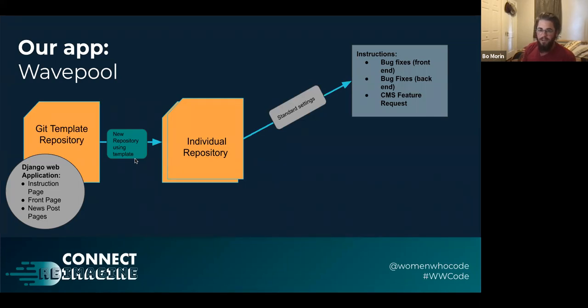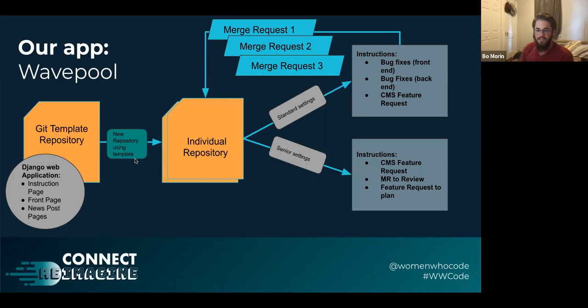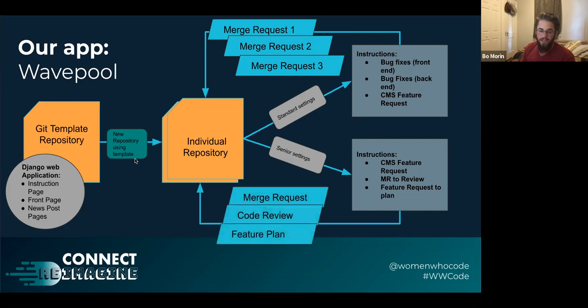For regular interviews, they'll get some front end and some back end bugs to fix and a CMS feature request. So they simply do their code changes and make a merge request right back into their own repository, and then have a conversation with our hiring engineer about it. And then for senior engineer, same thing. It's just a different set of prompts. They get a feature request, they get a merge request to review themselves, and a feature request to design a plan for. And then same thing, it all goes back into their own repository, and then they talk to a hiring engineer about it.